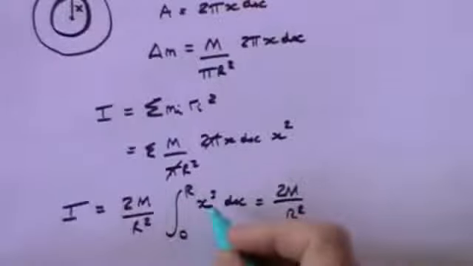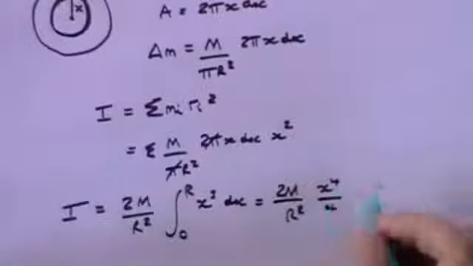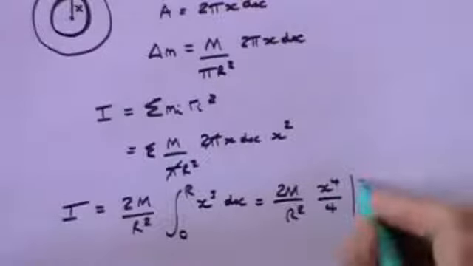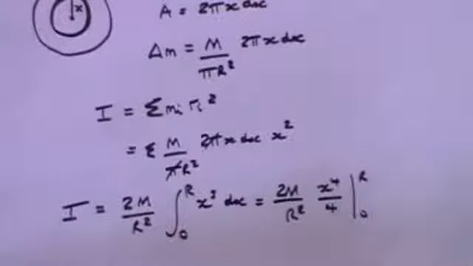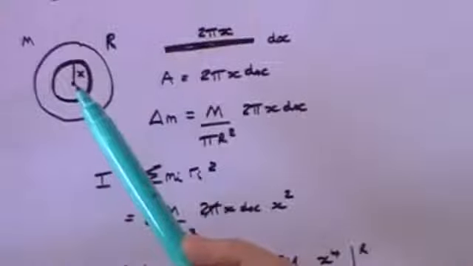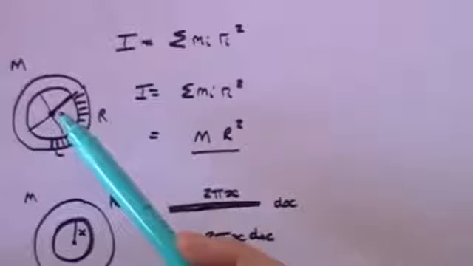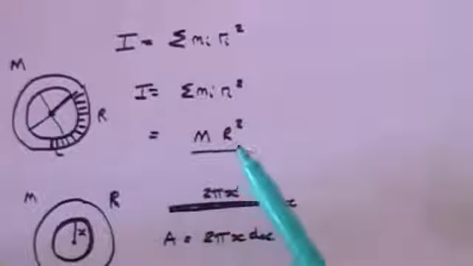When you integrate x cubed, you get x to the 4th over 4, evaluated from 0 to r. And when you do that, you will find that that equals mr squared over 2. So now we've found that the moment of inertia for a disc which is rotating around its centre is mr squared over 2, whereas the moment of inertia of a thin ring, also rotating around its centre, is mr squared.